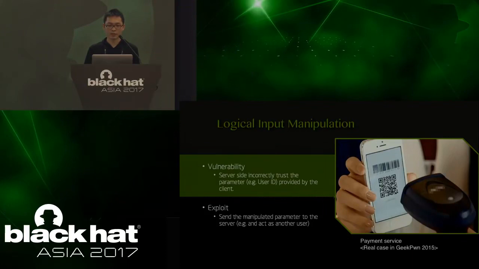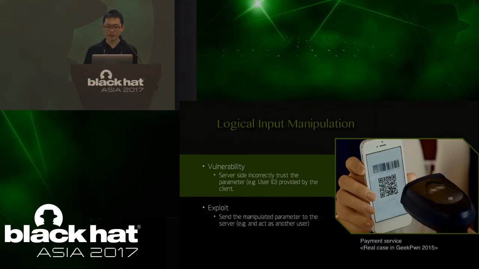For example, in GeekPwn 2015, a payment service was pwned by this method. In China, payment through QR code on mobile phones is very popular. The QR code is actually a one-time token for payment. Each time the user wants to make a payment, the mobile phone app will send a request to the server to get a QR code.